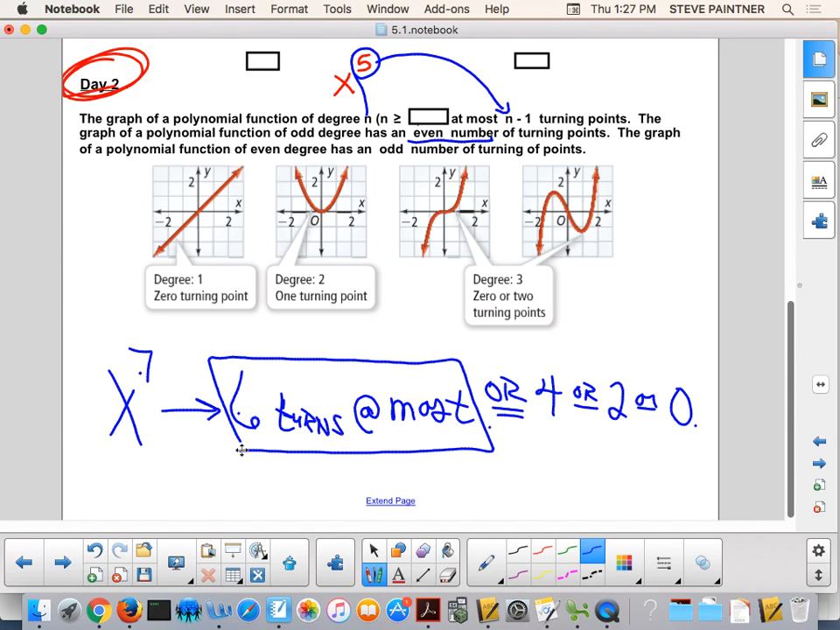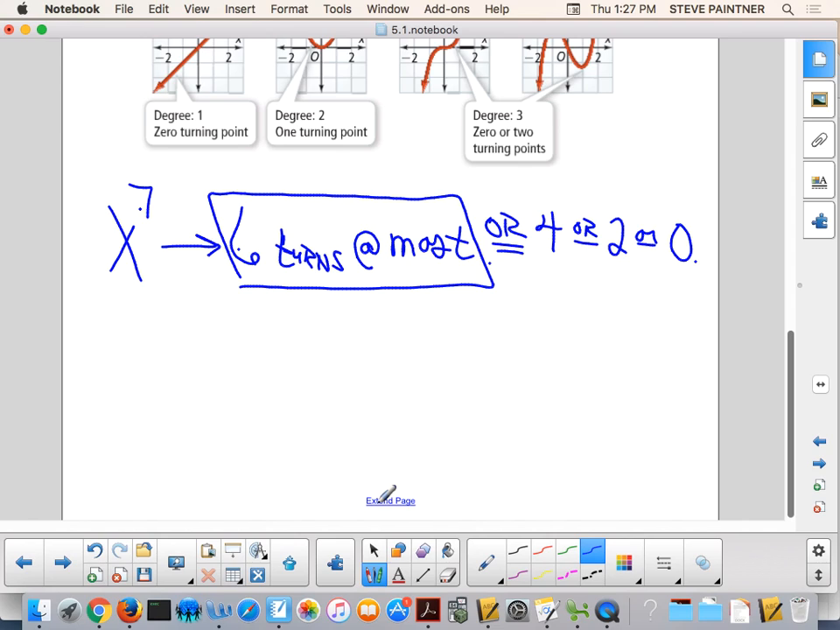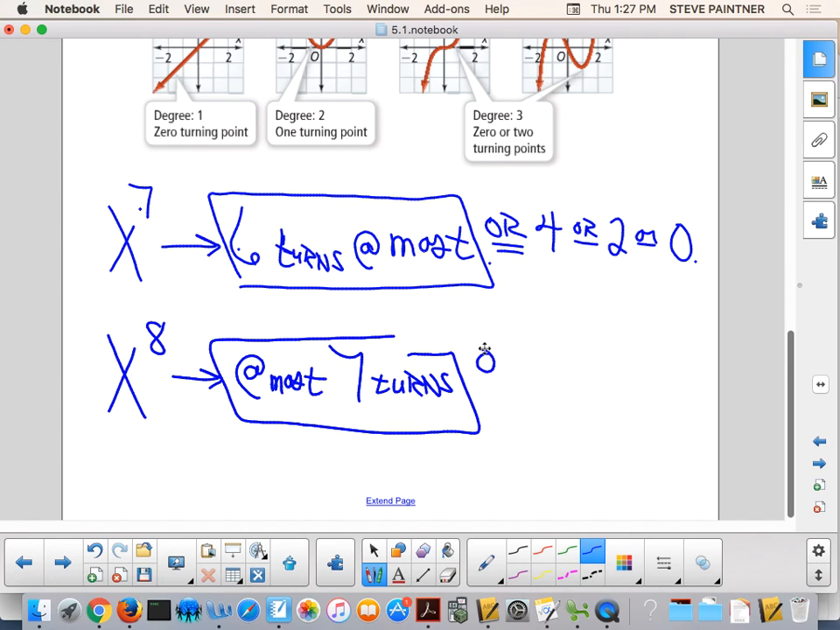The graph of a polynomial function of even degrees has an odd number of turning points. So watch this. X to the 8th can turn at most 7 turns. Or 5, 3, and 1. There it is.